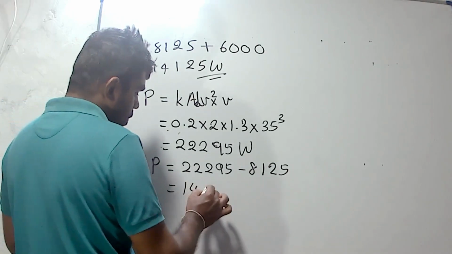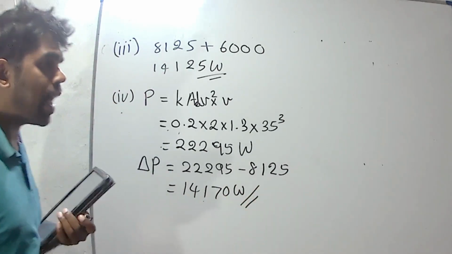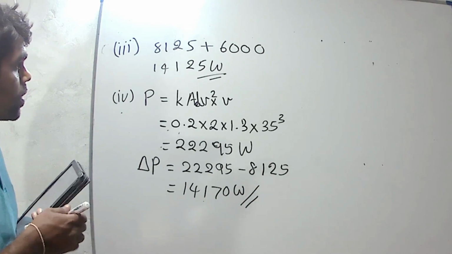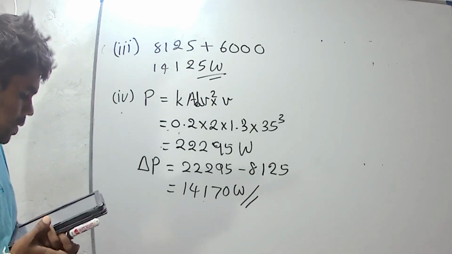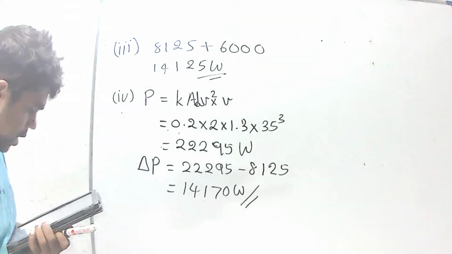14,170 watt. We have considered that the work done or power against the remaining part of friction is constant.